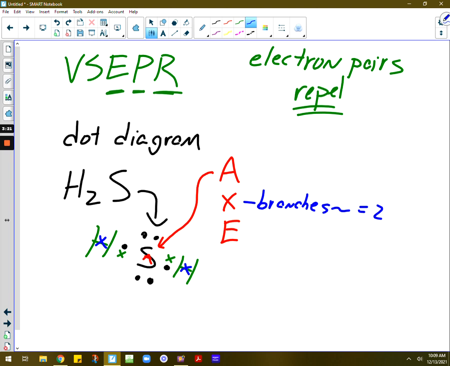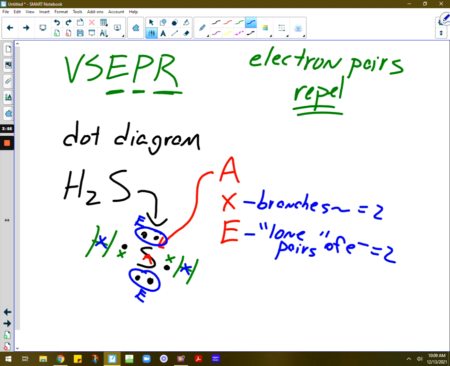Okay? E is lone pairs of electrons. These are electron pairs that are on that center atom that are not involved in a bond with something else. Do I have any lone pairs on the sulfur? Yeah, I do. Here's a lone pair. That's an E. And here's a lone pair. That's an E. So my E here is going to also equal 2 lone pairs.